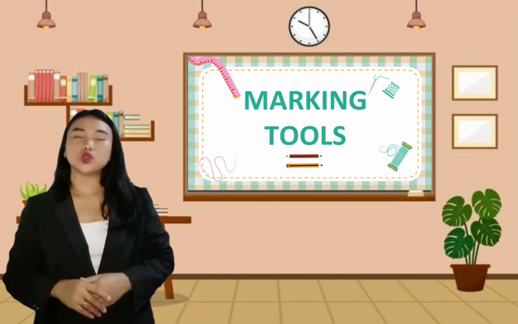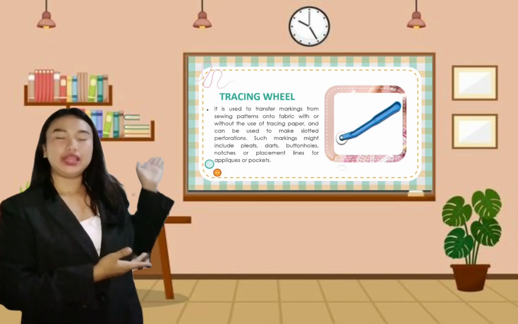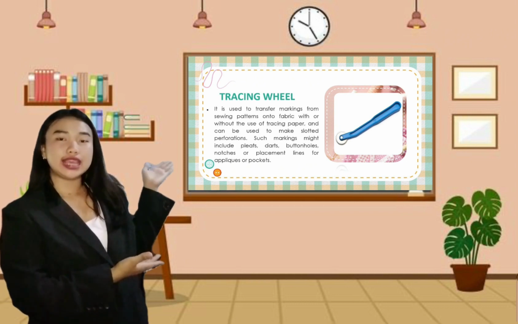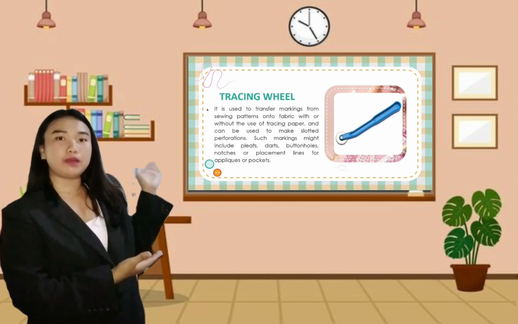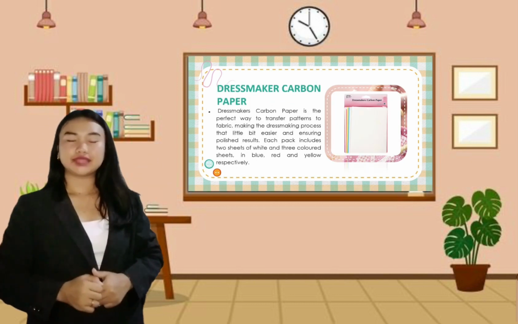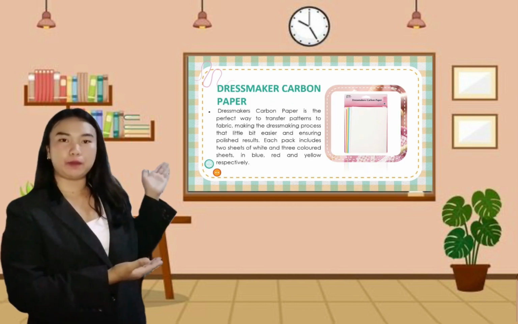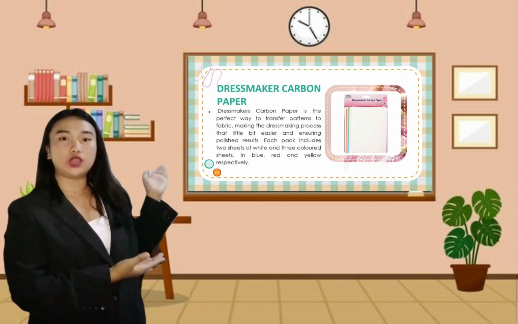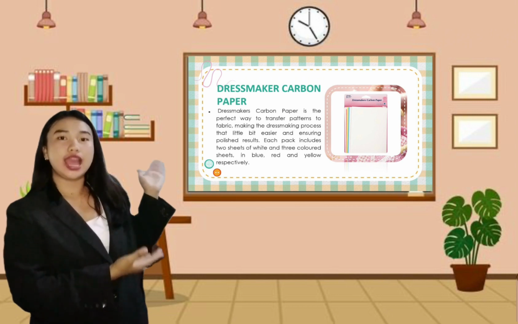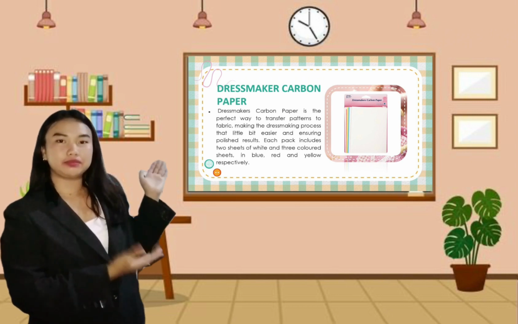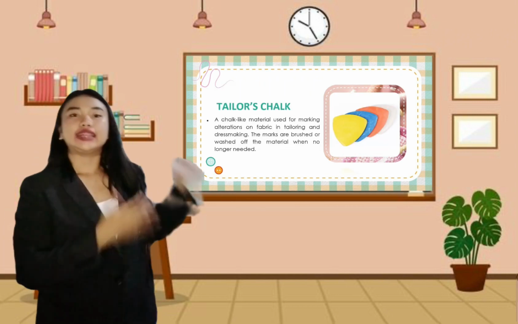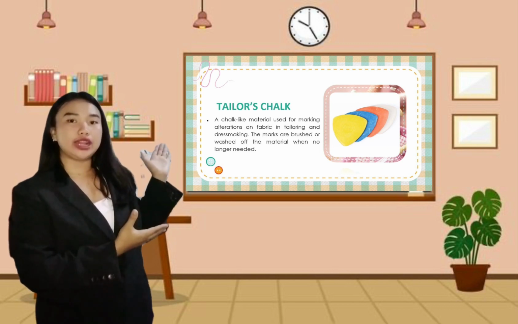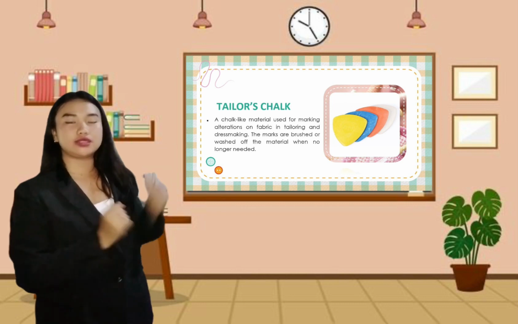For marking tools, we have the tracing wheel. It is a serrated edge wheel that produces dots on the fabric, and it's suitable for most types of fabrics. Next, dressmaker's carbon paper. It is used to mark on the wrong side of fabric by placing the colored side of carbon paper against the fabric to be marked. And next, tailor's chalk. This is essential as a marker for use on materials and is available in different colors.